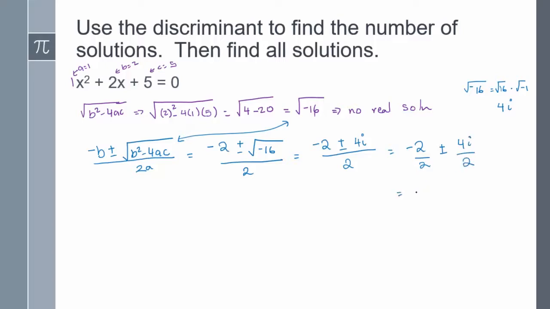Negative 2 divided by 2 is negative 1, plus or minus 4i divided by 2 is 2i. My solution to the quadratic x squared plus 2x plus 5 equal to 0 is x equals negative 1 plus or minus 2i.